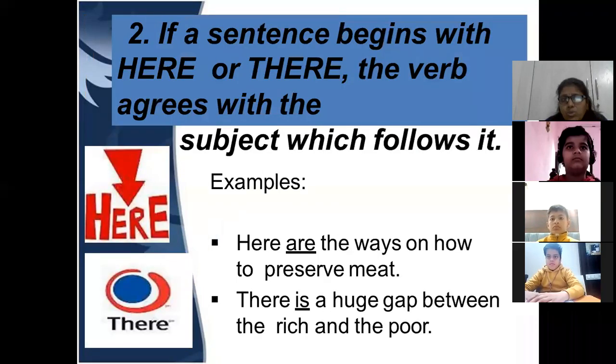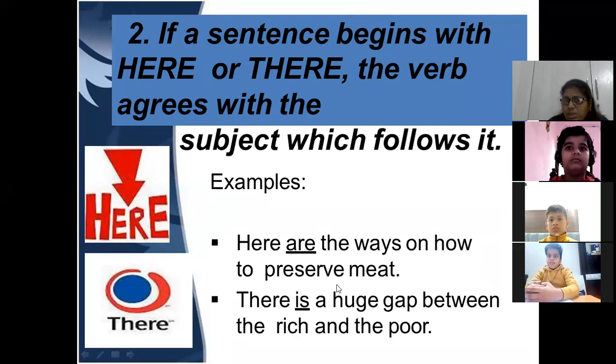Now, rule number 2 says, if a sentence begins with here or there, the verb agrees with the subject which follows it. So please be very particular about each and every word here. See, your sentence is starting with here. You can see first sentence. Second is starting with there. So it is saying if a sentence begins with here or there, the verb agrees with the subject which follows it.